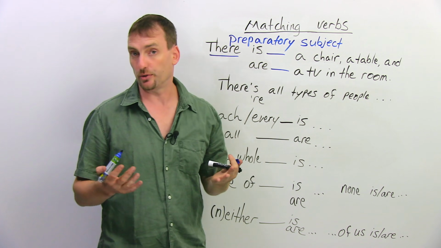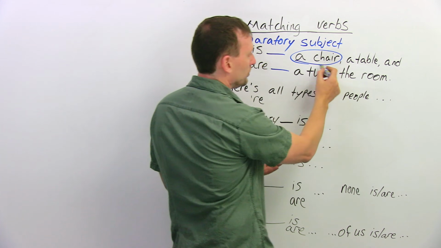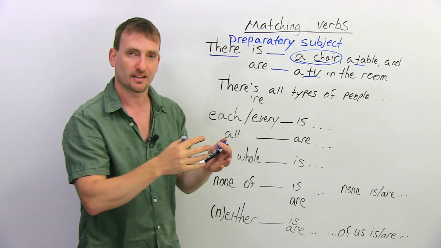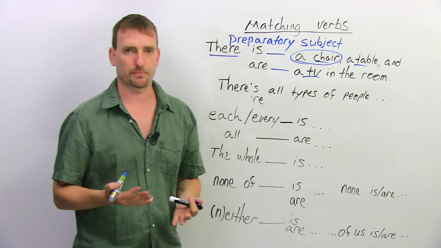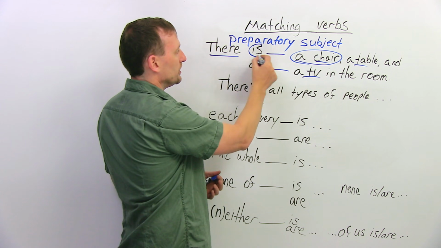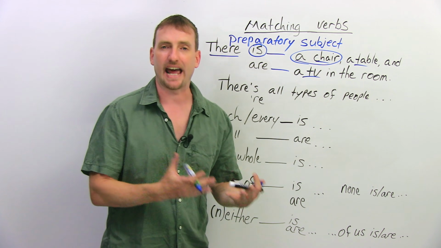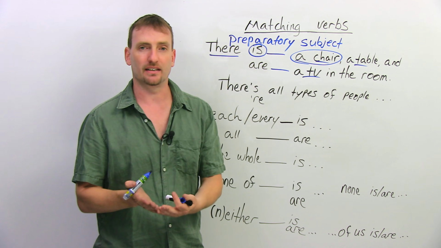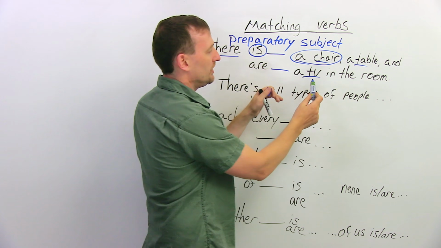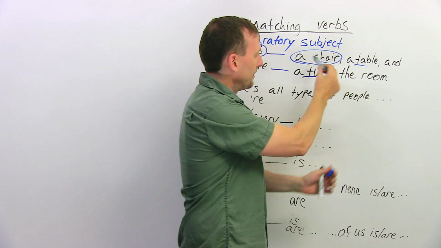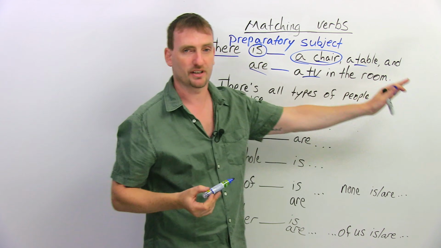So a lot of people get confused. They're not sure. Do I match it to the chair, which is singular? Or do I match it to 1, 2, 3 things which create a compound subject and is plural? Now, if you hear native speakers speaking, most of them will use "is". There is a chair, a table, and a TV in the room. It just sounds more natural. But technically, the correct verb is "are", because a chair, a table, and a TV are in the room. This is your subject. It is a plural subject. You're going to need the plural verb to complete the sentence.